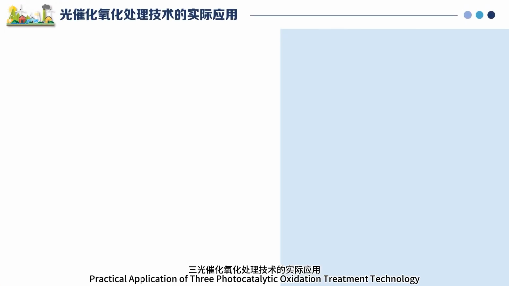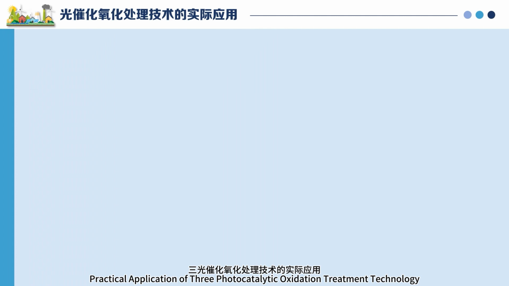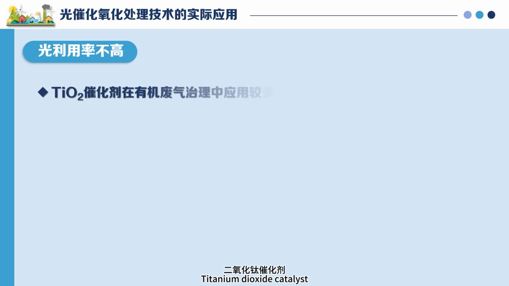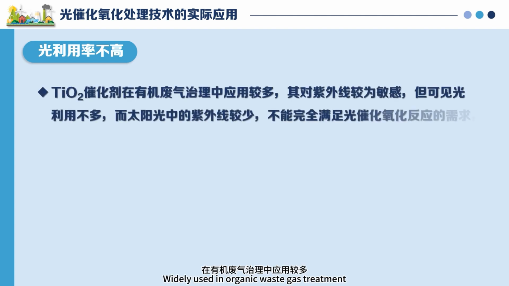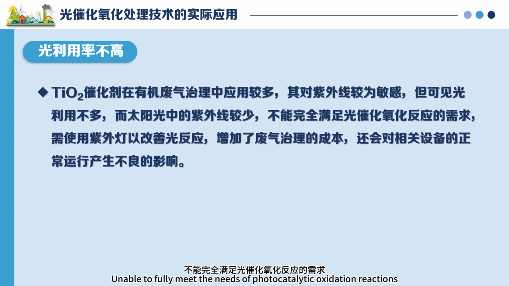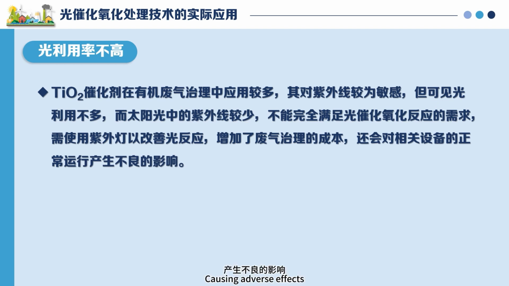Practical application of photocatalytic oxidation treatment technology. There is a problem of low light utilization. Titanium dioxide catalyst is widely used in organic waste gas treatment. It is more sensitive to ultraviolet radiation, but visible light is not utilized much, and the ultraviolet rays in sunlight are few, unable to fully meet the needs of photocatalytic oxidation reactions. Ultraviolet lamps are needed to improve light response, which increases the cost of waste gas treatment. It will also affect the normal operation of related equipment, causing adverse effects.